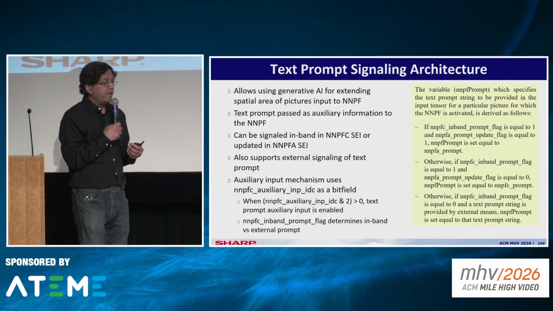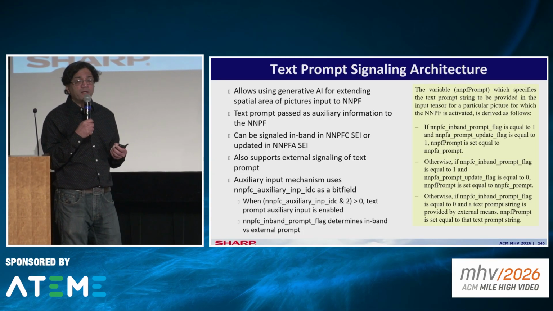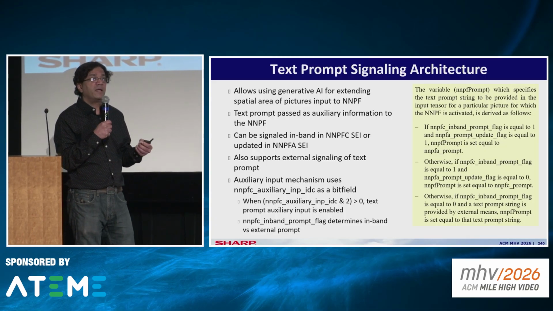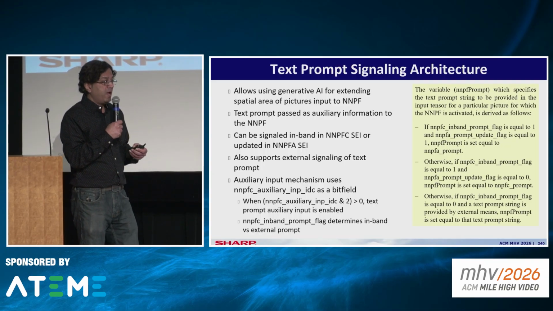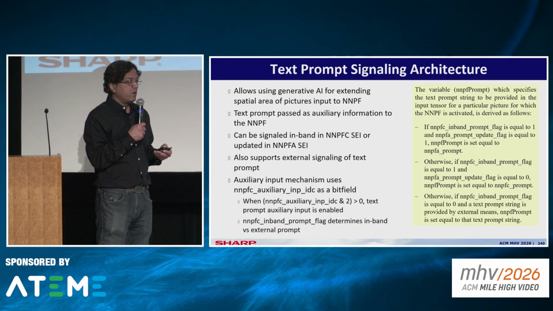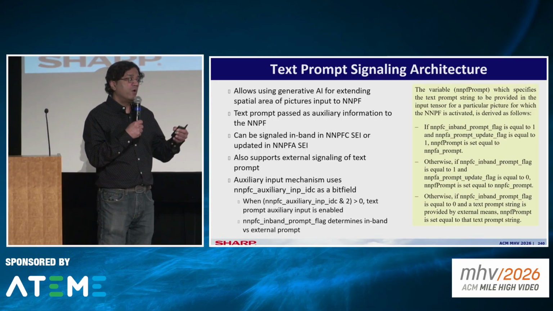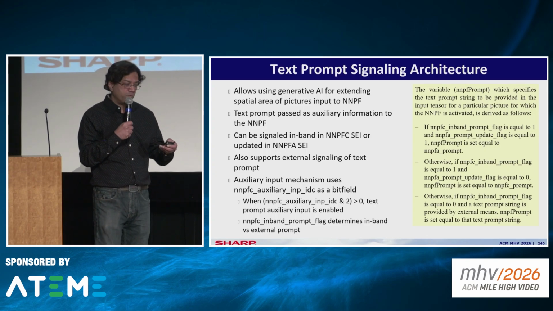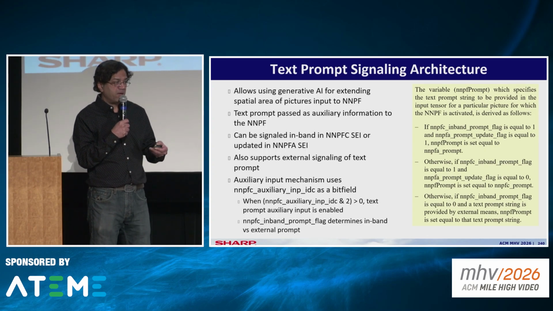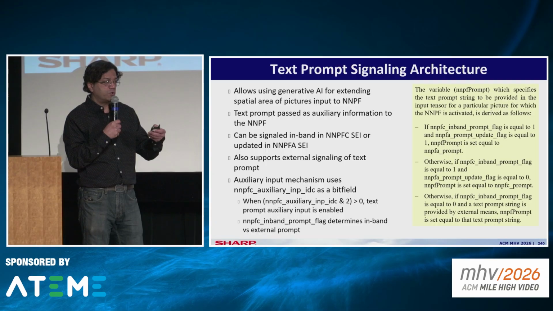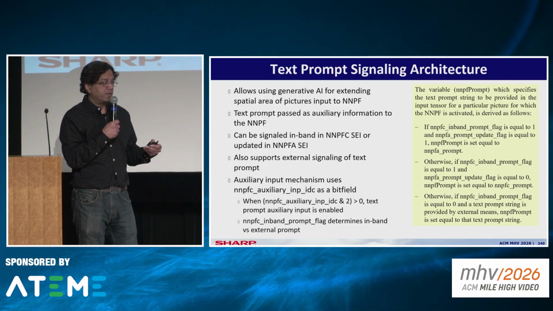So again, the text prompt can be signaled in band in an NNPFC message, or it can be updated in an NNPFA message, or it can also be externally signaled. And as I mentioned, there is a particular auxiliary input bit that you can set, and then it will basically say, oh, I do have this text prompt signaling, and pass it to my neural network post filter. The exact way in which you select NNPFC or NNPFA or external is shown on the right side, which I'll skip right now.